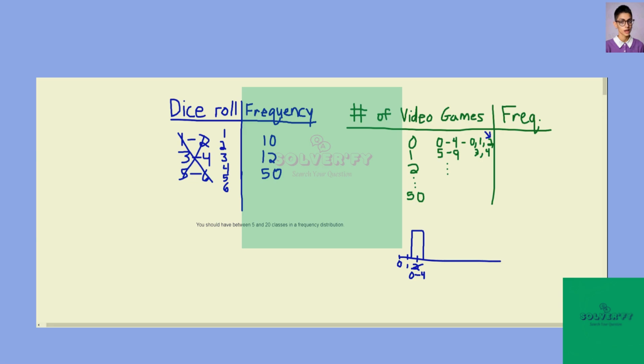And if you were to have an even number for the width, so let's say we only did 0 to 3, take out this 4. Now our midpoint is going to be 1.5, and it's going to make it very awkward to graph with those extra decimals. So the reason that we want an odd class width is because having an odd class width prevents the midpoint from containing extra decimals.